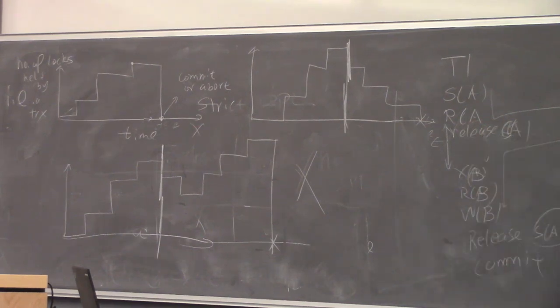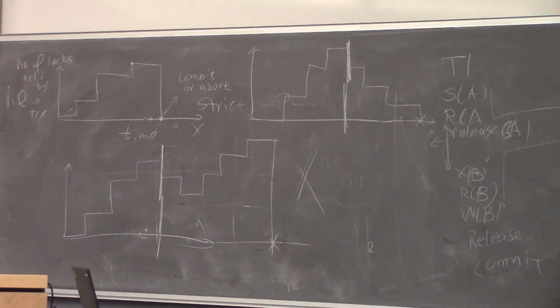I can release so that I don't have to release the share lock here. I only release the lock from B here. Because I release that, this is no longer blocked. This can move forward, so it's more efficient. More concurrency. Do you follow me?